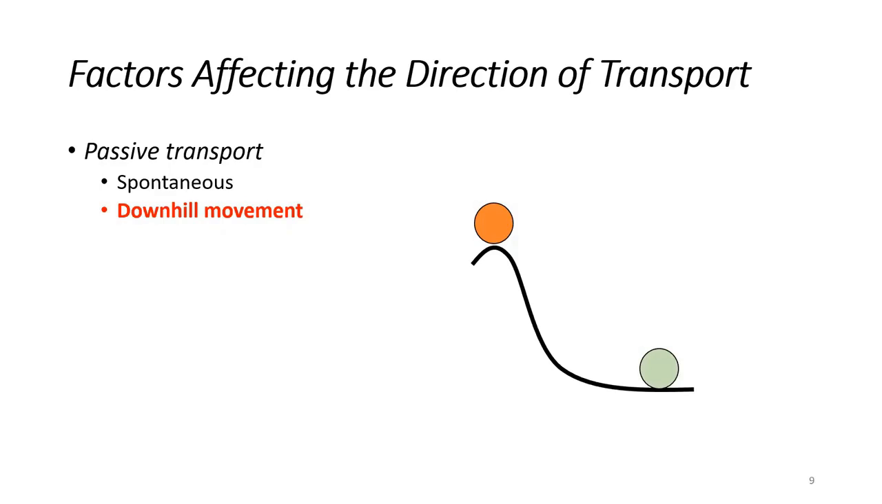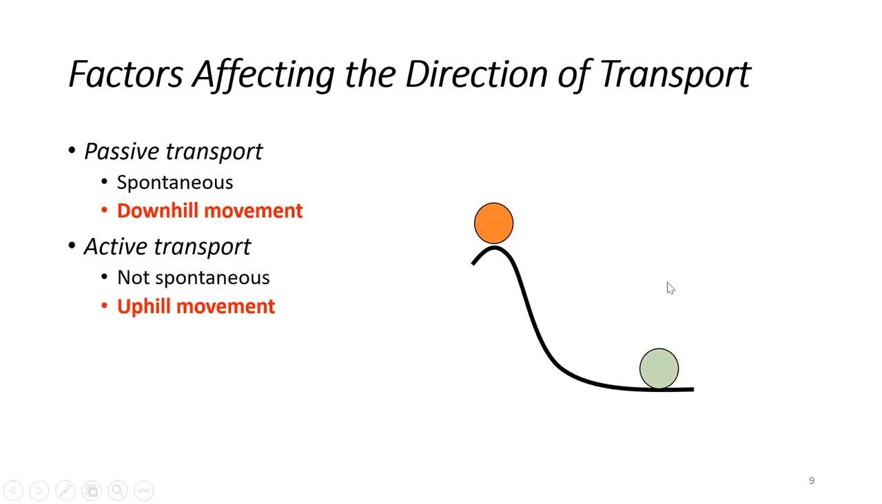It's going to be according to the concentration of that particle. But it's going to be spontaneous. It's going to generate or liberate energy as opposed to require or use energy. And that is why we call it a downhill movement or a spontaneous movement. Active transport, on the other hand, is going to require energy. It's not spontaneous. We can refer to it as an uphill movement.